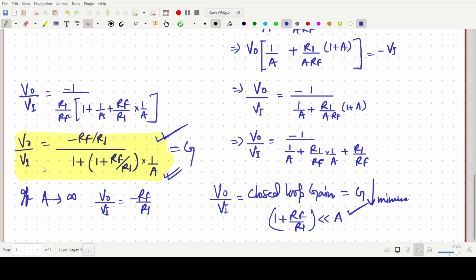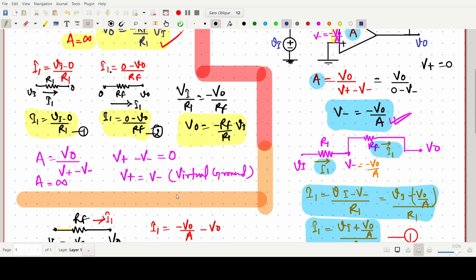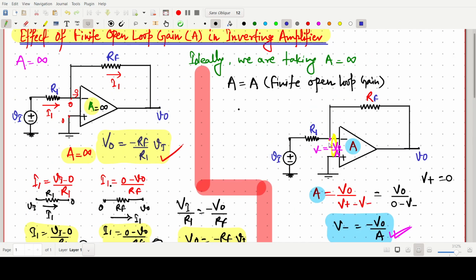So in this concept, we will also solve one numerical. So this one is the final expression for the closed loop gain when we are considering the open loop gain A, which is finite. Output by input. But when we are taking A as infinity, it is simply Rf by R1. The only thing we have to consider is this voltage V minus, for the finite gain, it should be minus V naught by A. Then our analysis will be very simple.